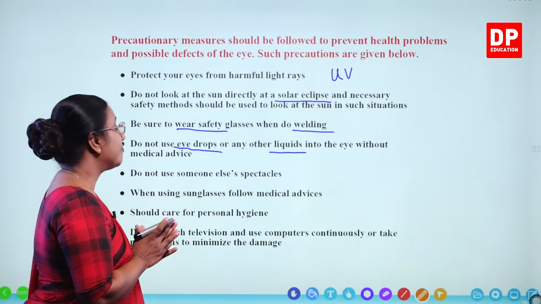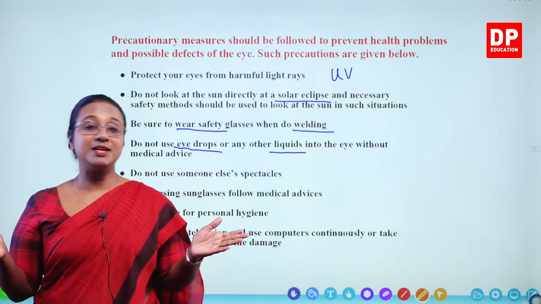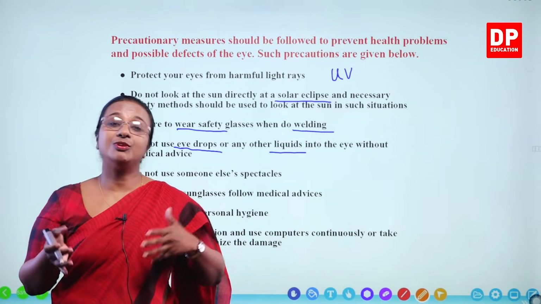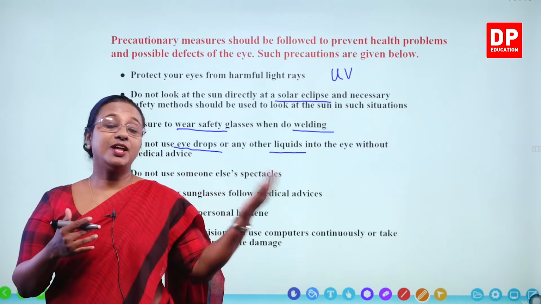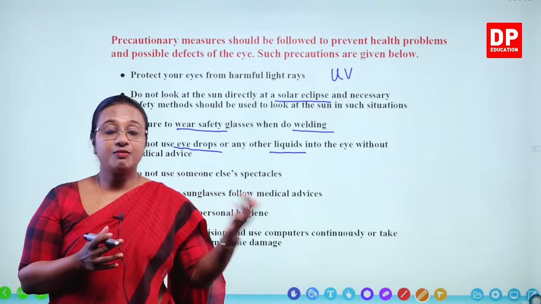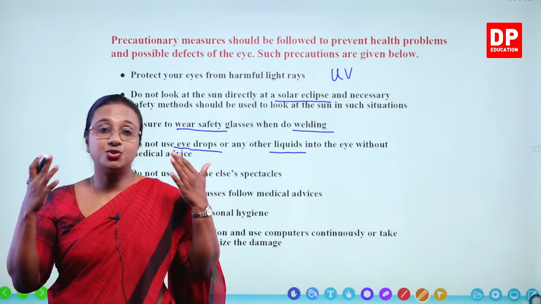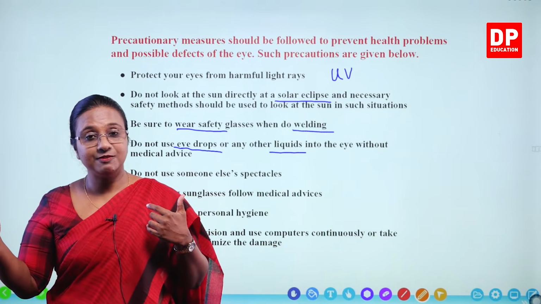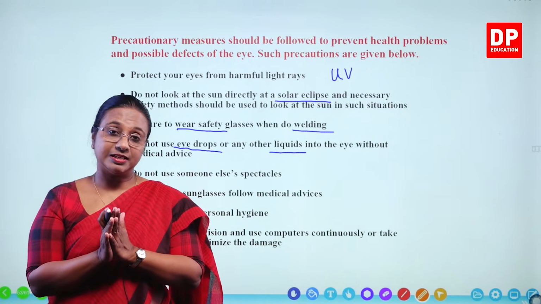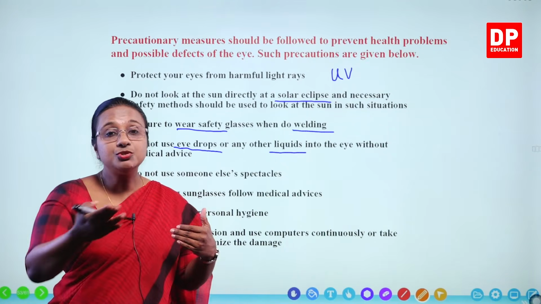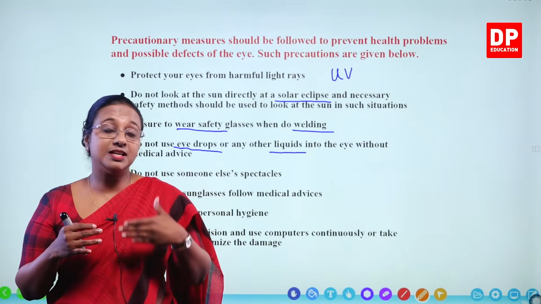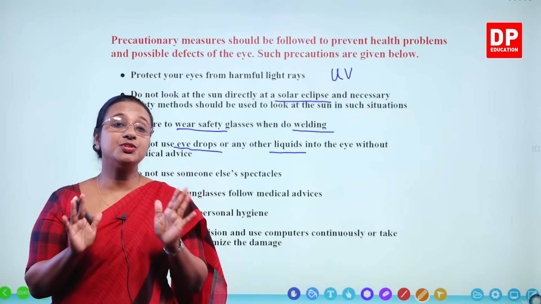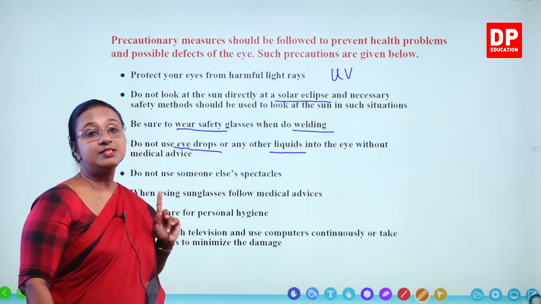Then do not use someone else's spectacles. This is again a common thing, students. Not only small children, I have seen sometimes in school also, just for fun, you tend to wear your friend's spectacles. So what happens is your eye does not have any problem, but the person who is wearing the spectacles has an eye defect. If you try to wear those spectacles, then your eye gets used to them. Automatically, you generate a disorder in your eye. So because of that also, you should not wear someone else's spectacles.